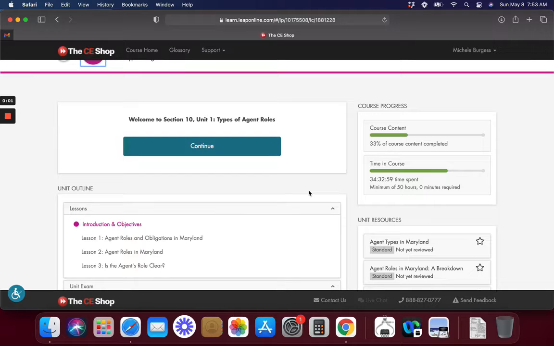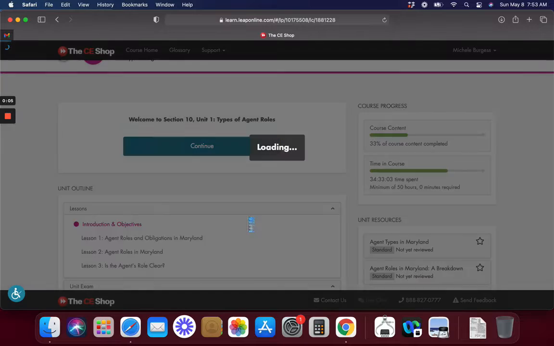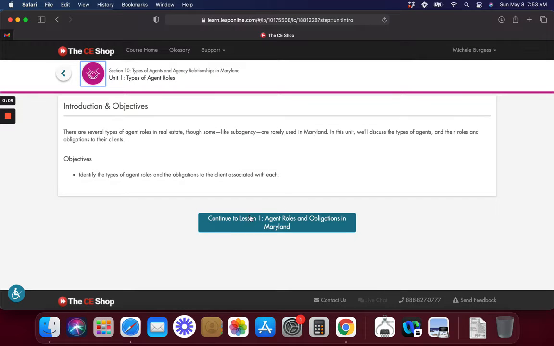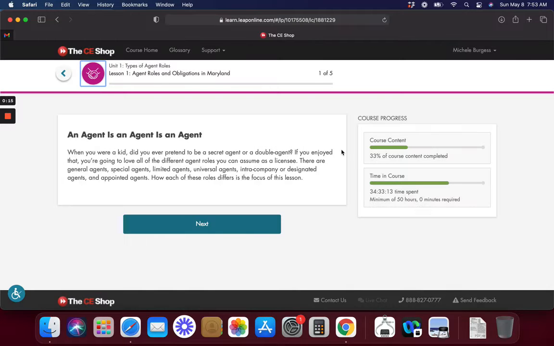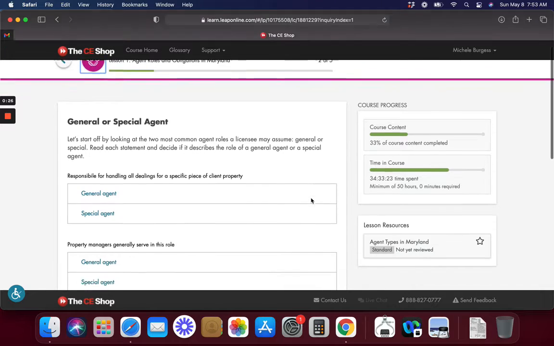Okay, so on this next section here, we're going to talk about agent roles. We got 3 lessons and a little unit exam, which is pretty quick, so this shouldn't take too long. And this is not specific to Maryland. This is all over the United States, by the way. I know it says Maryland up here, but it's not specific to Maryland. There are some things that are specific to Maryland. I will let you know, but I don't believe so.